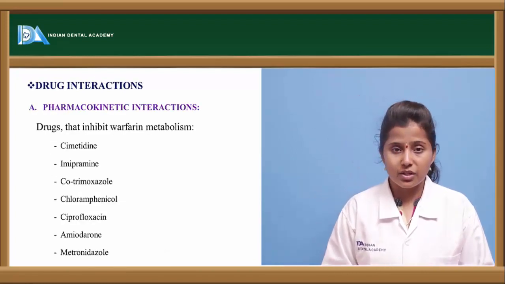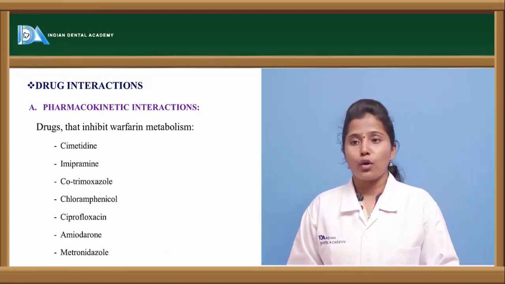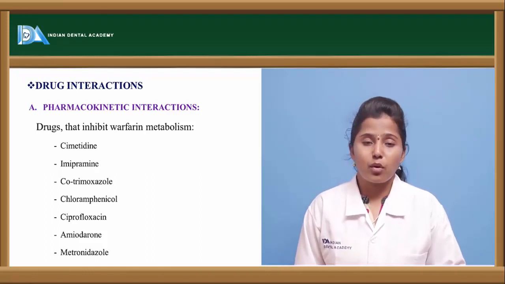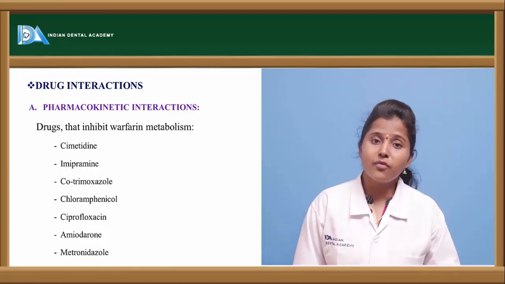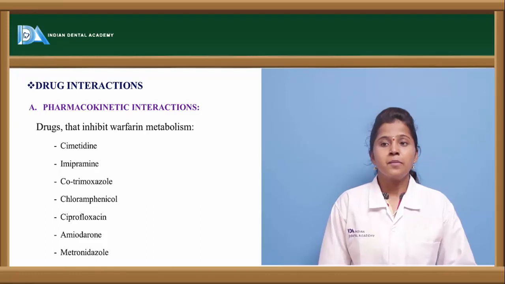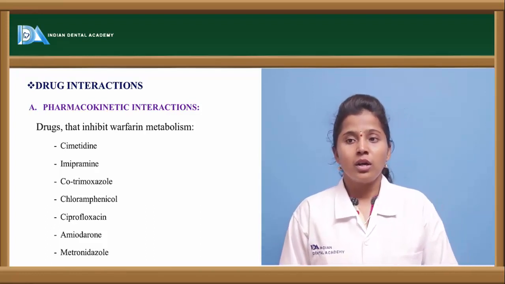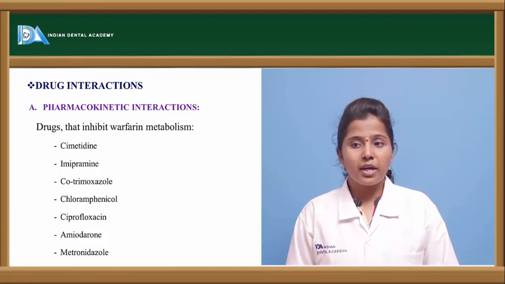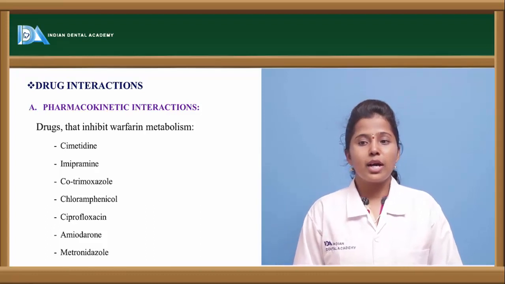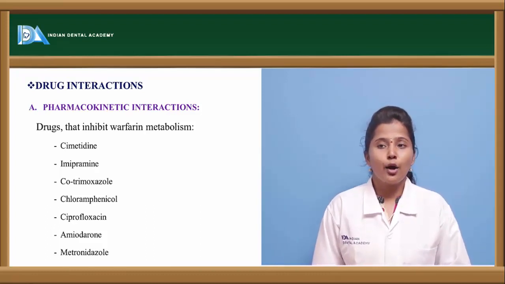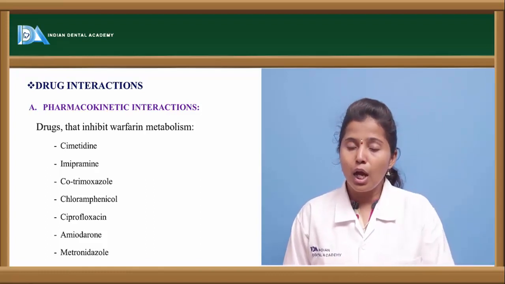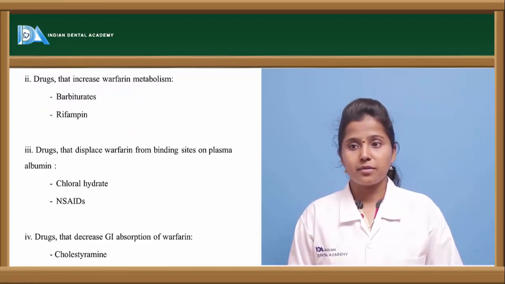What are the drug interactions? Where can drug interactions be observed with warfarin? Pharmacokinetic interactions are drugs that inhibit warfarin metabolism. There are a few drugs which inhibit the metabolism of warfarin. If warfarin is not metabolized, then definitely the warfarin action will be inhibited. So pharmacokinetic interactions include drugs like cimetidine, imipramine, cotrimoxazole, chloramphenicol, ciprofloxacin, amiodarone and metronidazole. These are the drugs which inhibit warfarin metabolism. So warfarin should not be given when these drugs are given to the patient for other medication.